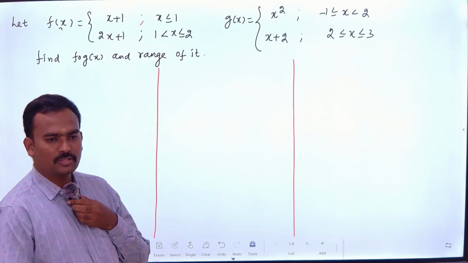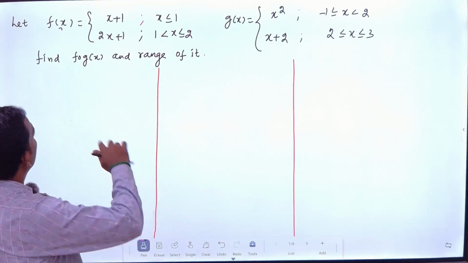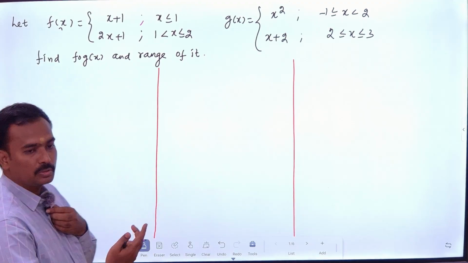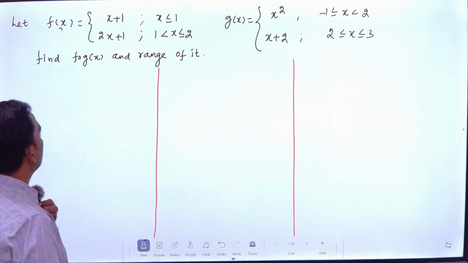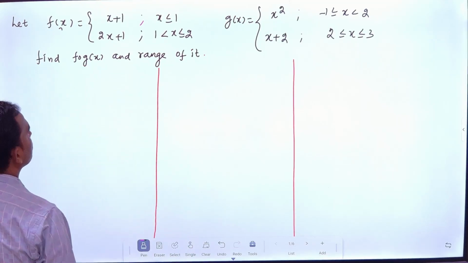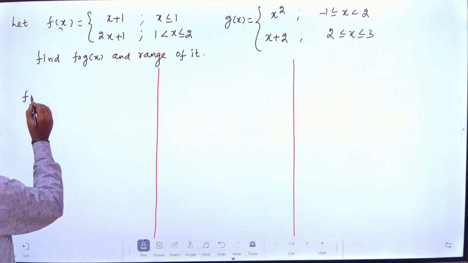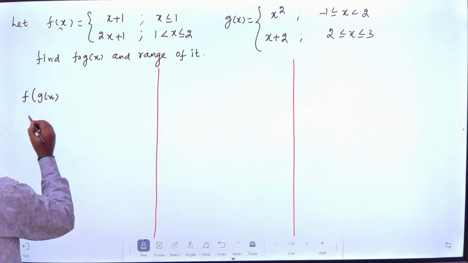Today I am going to discuss with you a very interesting function, the piecewise function: how to find the composition of these two functions, and how to find the range of this. What we actually need to find is f of g of x.